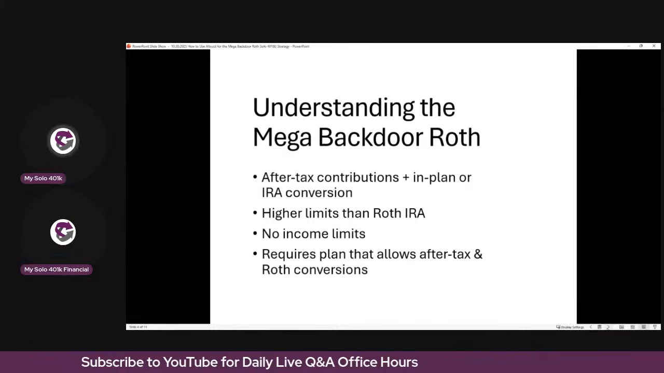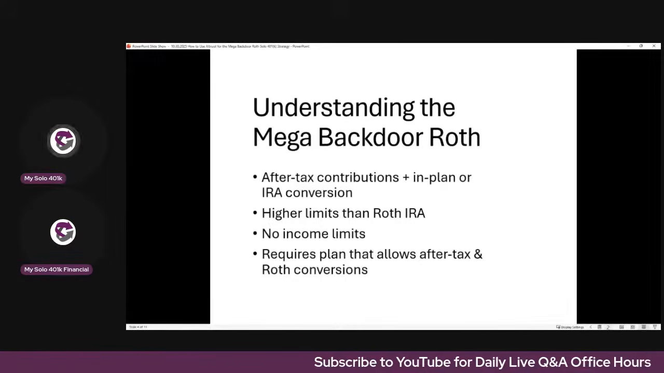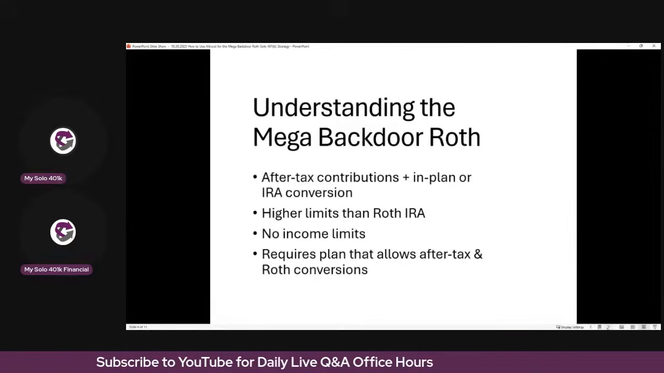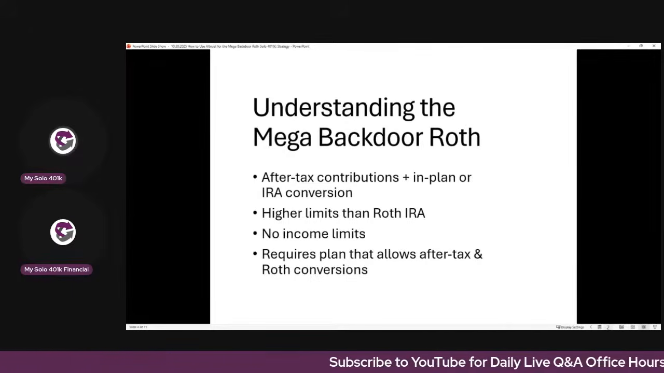So if you were to open up a solo 401k account at Altruist directly, you would be using their plan documents, which do not allow for making voluntary after-tax contributions, and then the second step of converting to the Roth. But you can get your plan documents from a third party like my solo 401k, and then still open up the accounts at Altruist, working with your advisor.